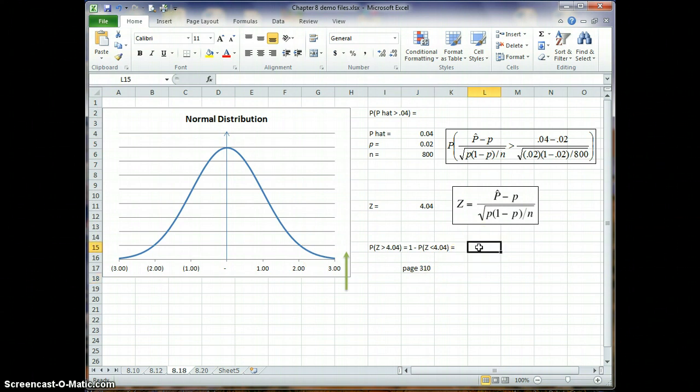So basically what we're doing is then just simply taking 1 minus 1, which of course would be equal to 0.